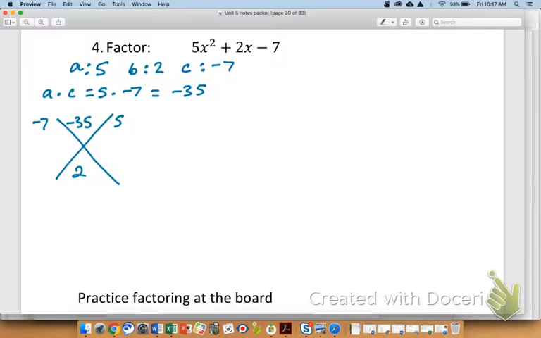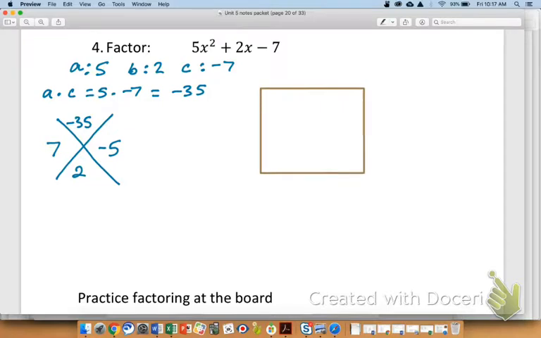So hopefully in these moments you can see just how close you are, and that the correct way to do this would be positive 7 times negative 5. Because those two numbers multiply to be negative 35, but then they add to be a positive 2 instead of a negative 2.